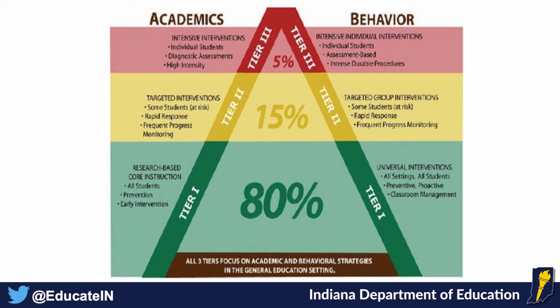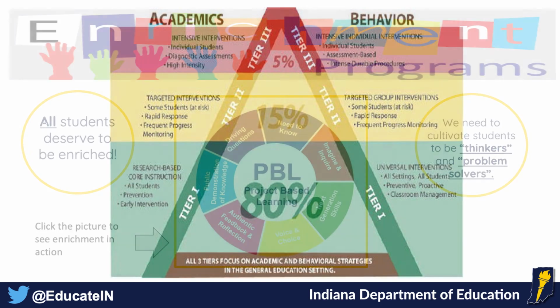On the top of the pyramid, you see the Tier 3 instruction, which is that intensive intervention for individual students. As you move up the pyramid, you are targeting smaller and smaller groups of students. You will also see behavior interventions on the right side of the pyramid, which are very helpful when planning instruction.